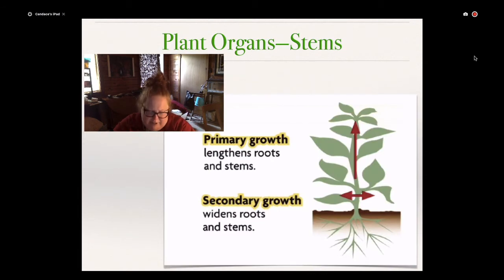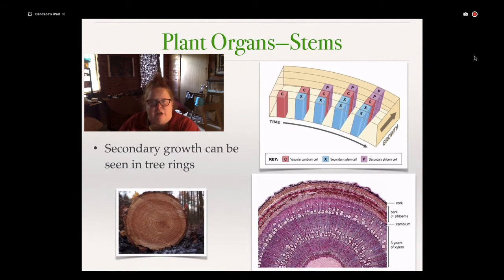All right, so I mentioned this word a minute ago, primary growth. So when we talk about plants growing, there are two ways that plants can grow. They can grow up and they can grow out. So primary growth is up and then down, really, if we're talking about stems, and then out is secondary growth. And one of the ways we can visualize that is when we look at tree rings.